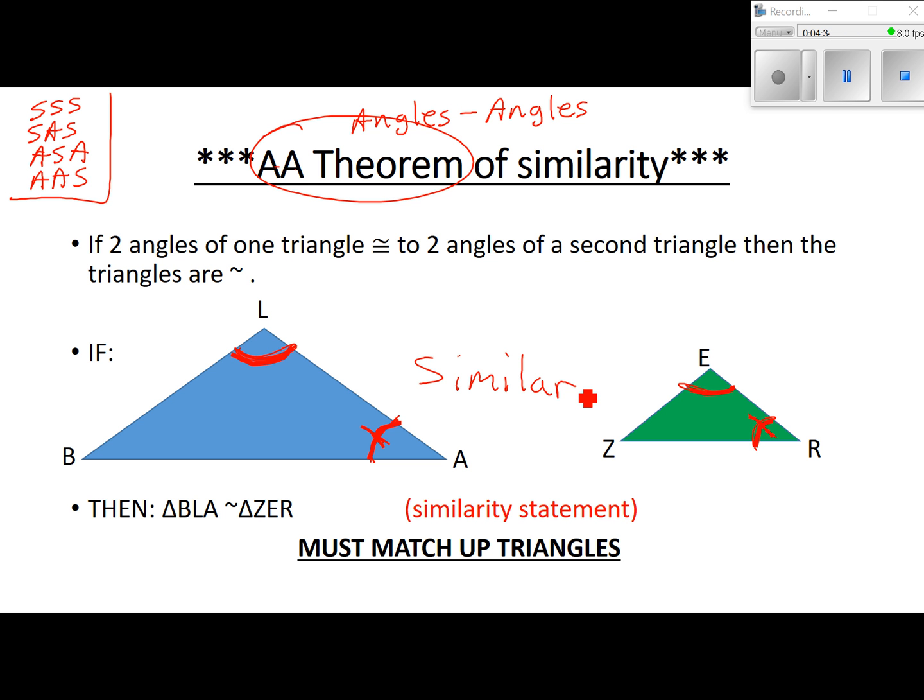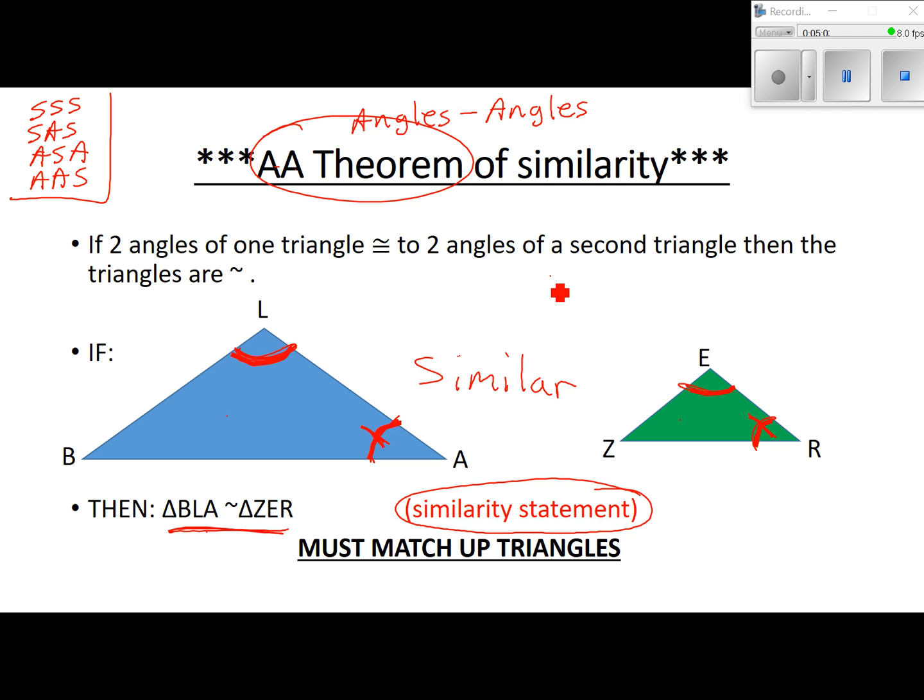When we go to name the two triangles and tell whoever's looking at it next that they are similar, we have to make sure that we match up the corresponding parts. I matched it up down here for you already. And again, instead of the congruent statement, it's a similarity statement. That's what we're writing here when we're naming the two triangles.